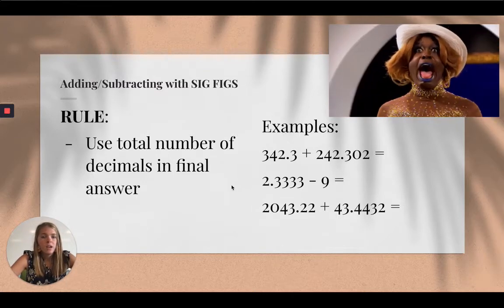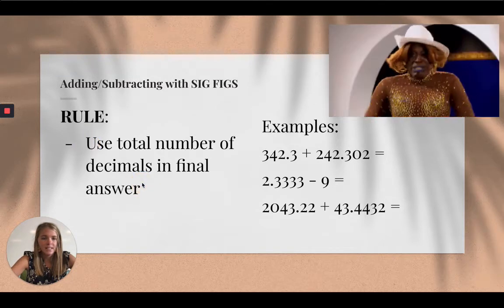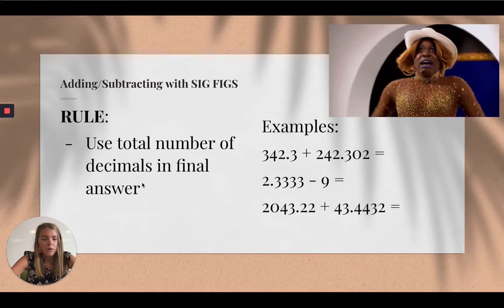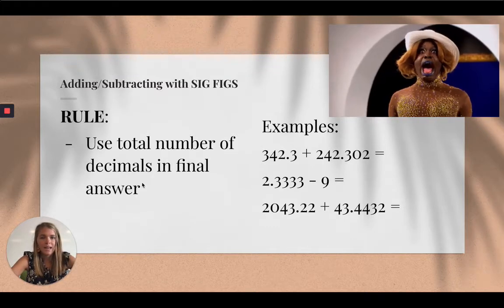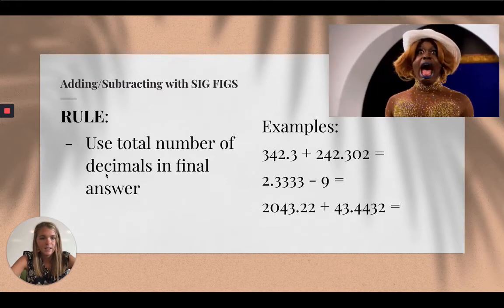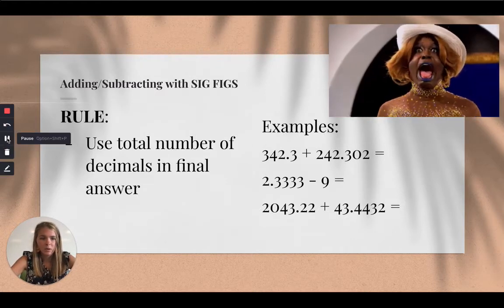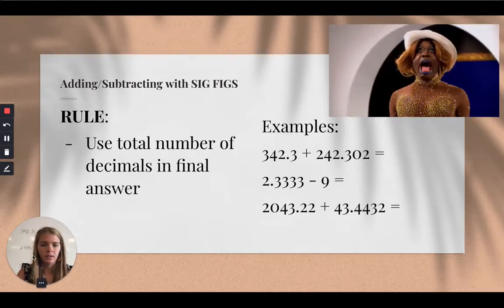So the rule with adding and subtracting sig figs is to use the total number of decimals in your final answer. So we all know how to count how many decimals are in something, and so that's going to be something important to do when adding and subtracting with sig figs. So let me take a moment and write these 3 example problems on the board behind me so we can go over them together. Alrighty, so let's do some of these practice problems together.